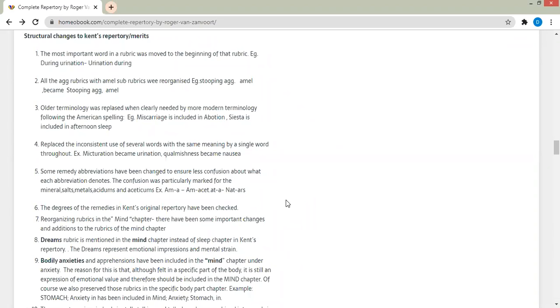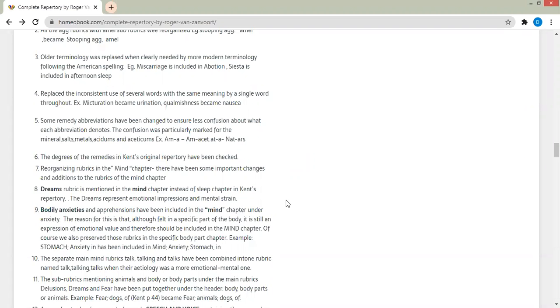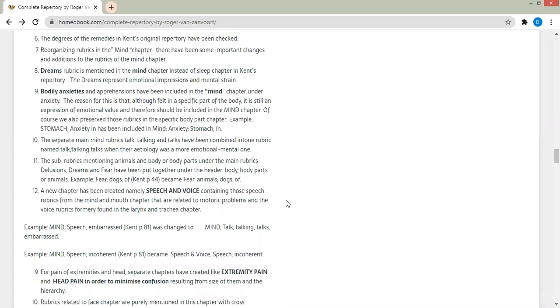The degree of the remedies in Kent's original repertory have been checked and it was replaced by 4 degrees or 4 gradations. Recognizing the dream rubric in the mind chapter instead of the sleep chapter in Kent's repertory, the dream represents emotional impressions and mental strain. So as dreams are expressing the mental strain, they are expressing the emotional impressions.